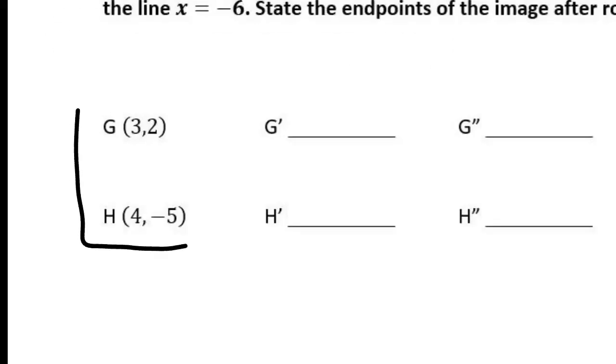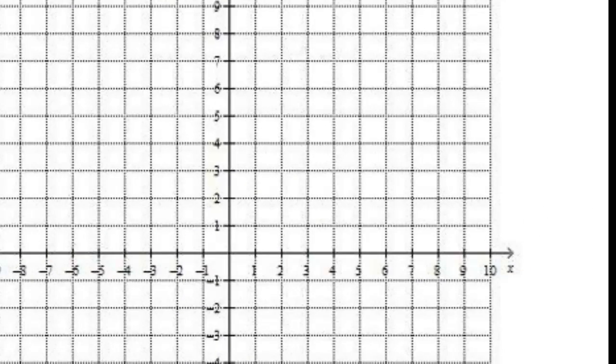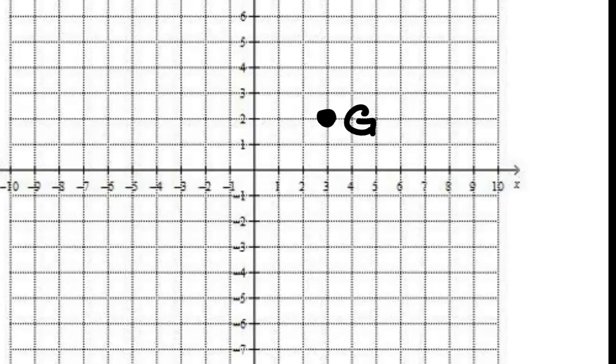So I have my ordered pairs here. 3, 2. Remember, when you're looking at ordered pairs, the first number tells you how far left or right to go from the origin, and the second number tells you the up, down. So 3, 2 would be right here. That's our point G. And H is 4, -5. So 4 and -5 would be right here.